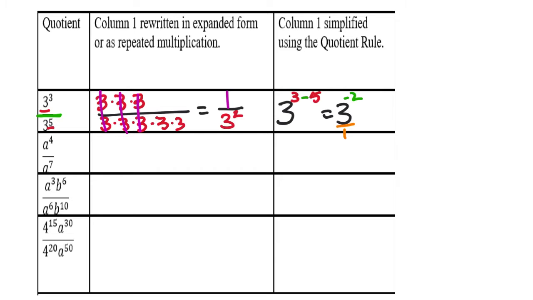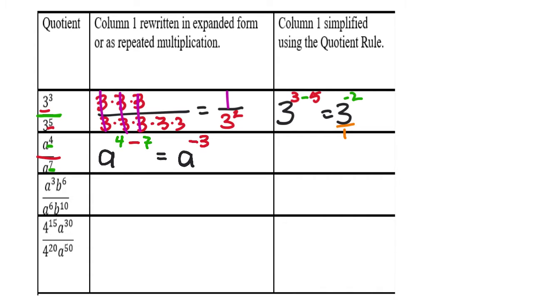All right, for this next one, just because I don't want to make this too redundant, I'm just going to use the rule. See how there's a 4 in the numerator, so that's first. That's my first exponent. And then 7 in the denominator, that's my second exponent. Yes, these are being divided, so I'm going to subtract those exponents, which would make this a to the power of 4 minus 7, which is negative 3.